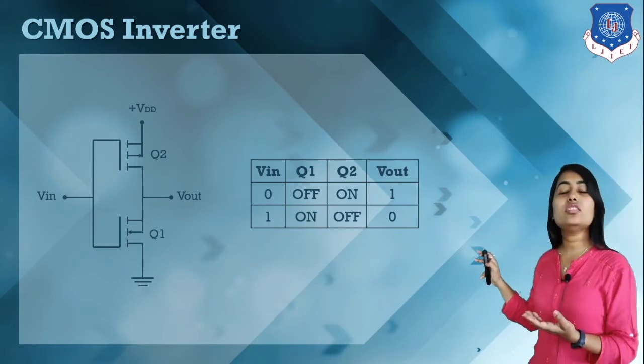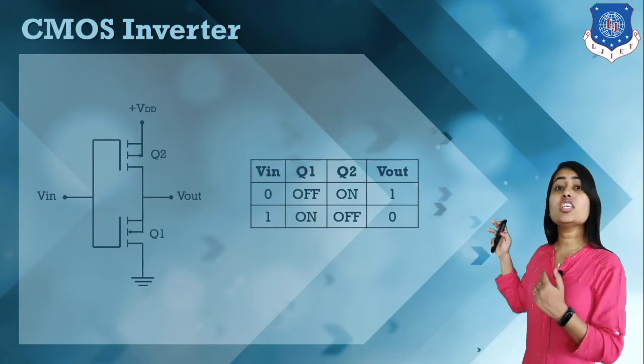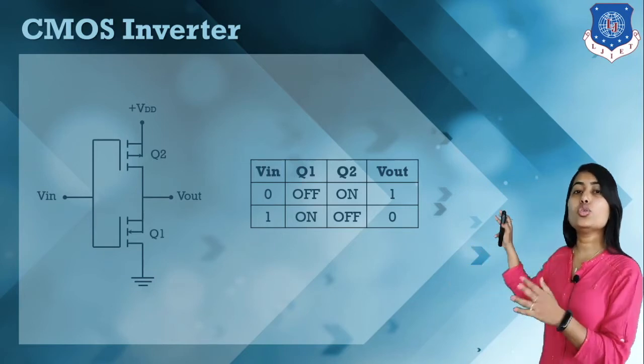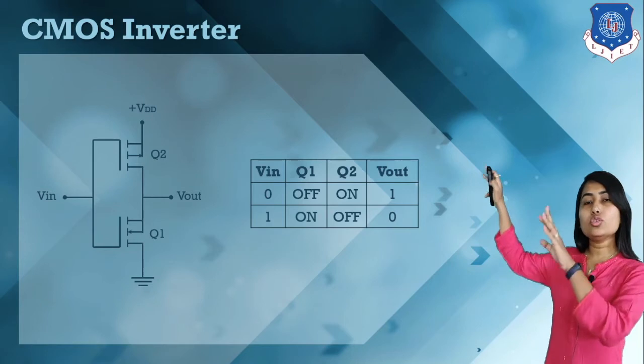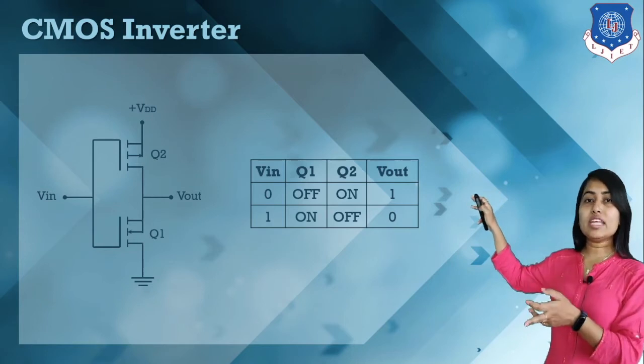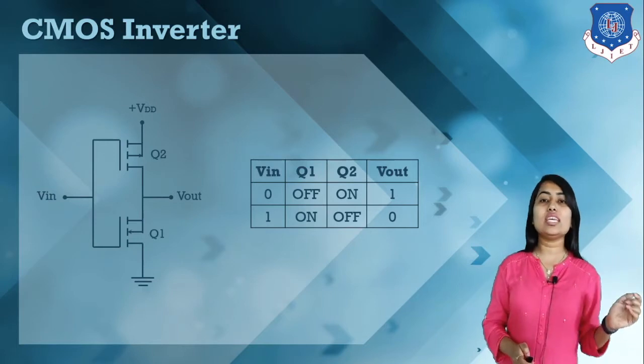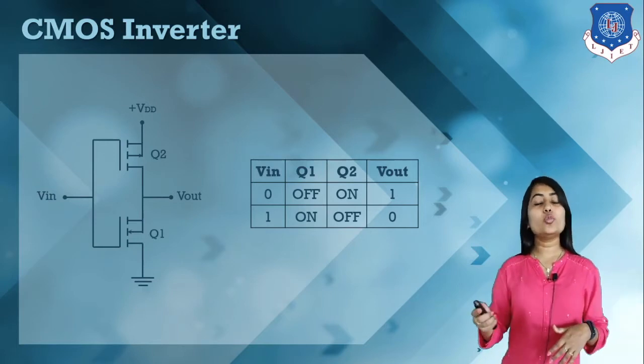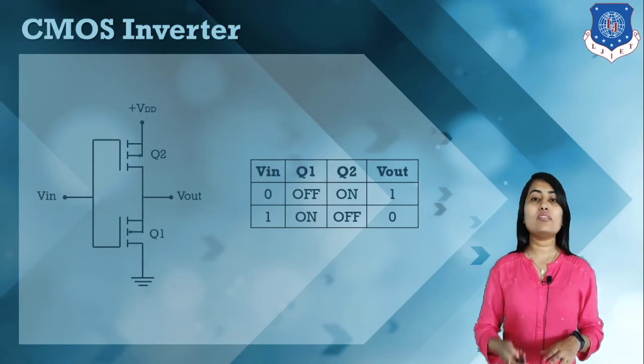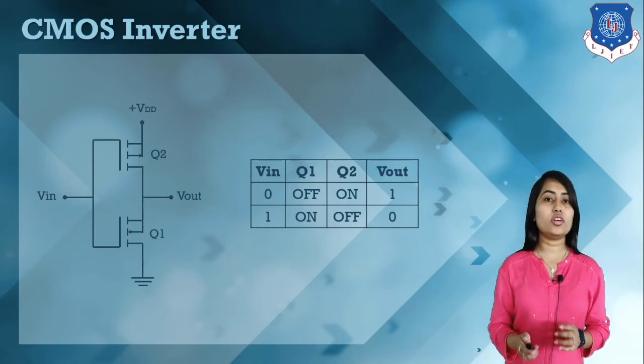And when Vin is equal to 1, Q1 is on and Q2 is off. So there is no path for the VDD voltage to flow, and at the output side we have nothing. Whenever Vin is equal to 1, there is no voltage at the output side, so we have a 0. So this is how the CMOS inverter circuit works.